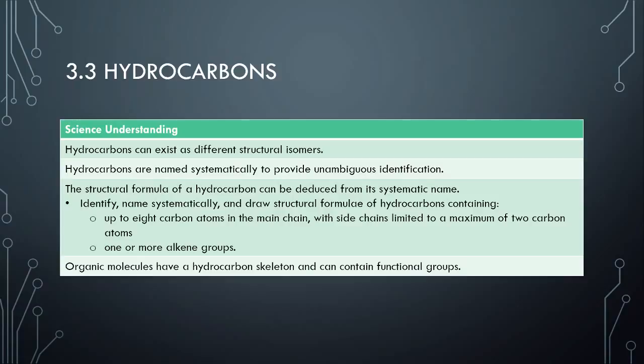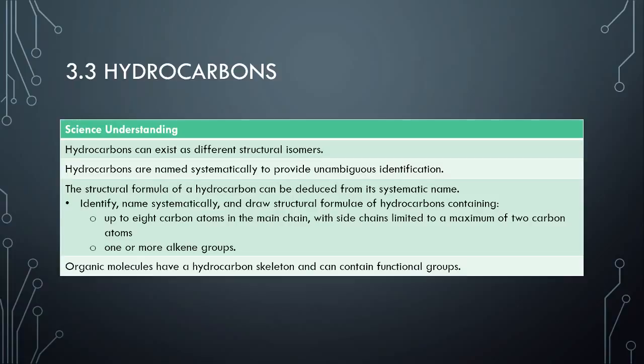So that's about drawing the structural formula from its name. What you need to be able to do after this video is to identify, name systematically, and draw structural formulae of hydrocarbons containing up to 8 carbon atoms in the main chain, with side chains limited to a maximum of 2 carbon atoms, and one or more alkene groups.